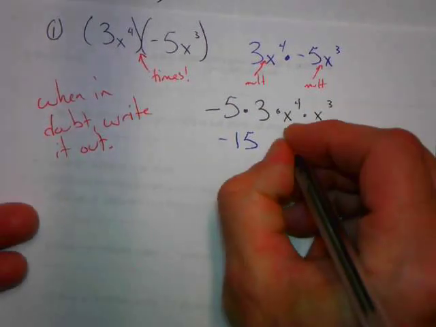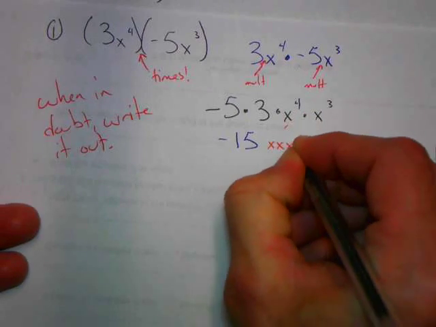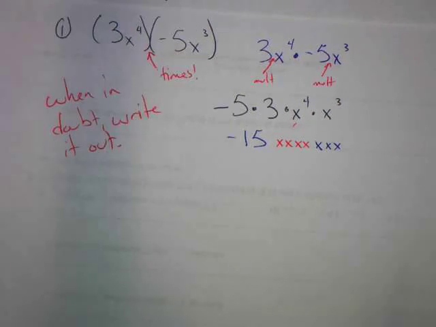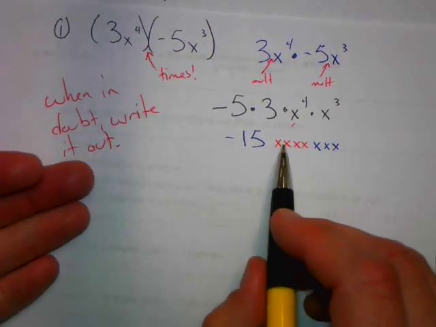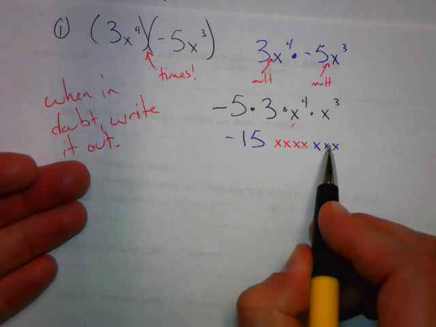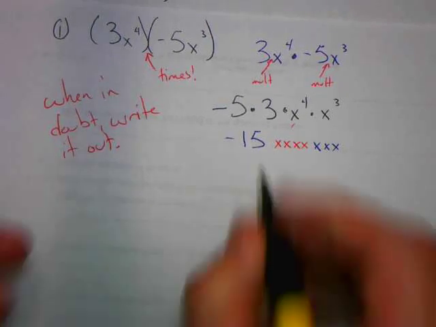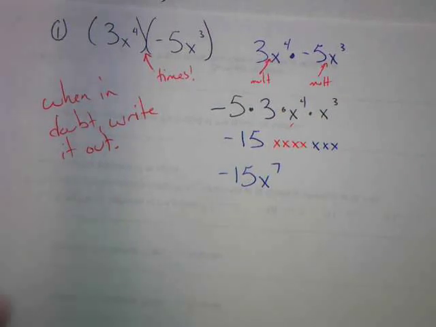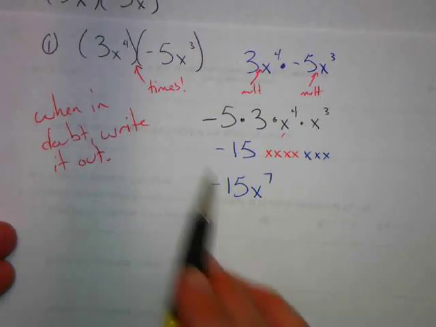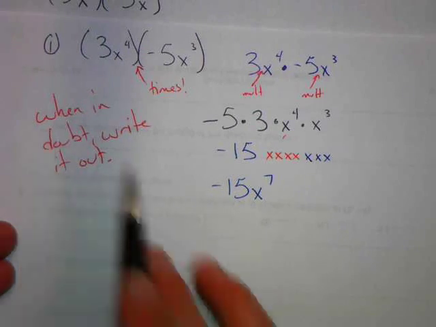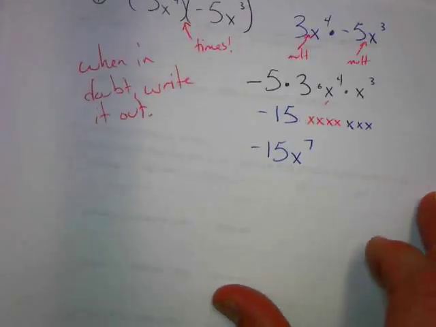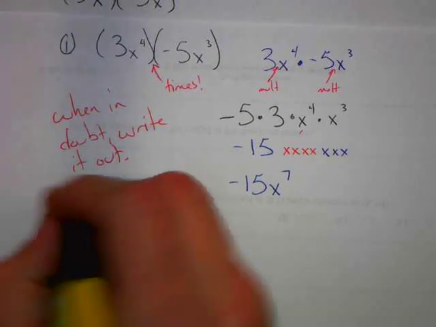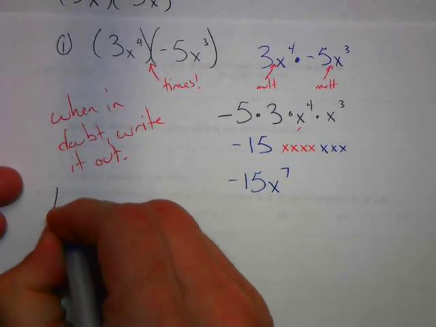What is x to the 4th? It's x times x times x times x. What is x to the 3rd? X times x times x. And what is that going to turn out to be? Well, that's x to the 1st, 2nd, 3rd, 4th, 5th, 6th, 7th power. So this is actually going to turn out to be negative 15x to the 7th power. And that is what this expression is. Okay, so when in doubt, write it out. But here is the law of exponents that we just exercised. So the first law of exponents I'm demonstrating is this following law.